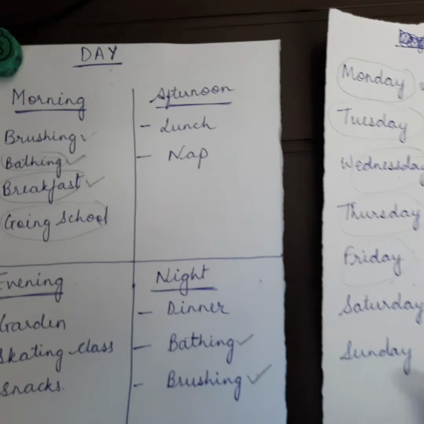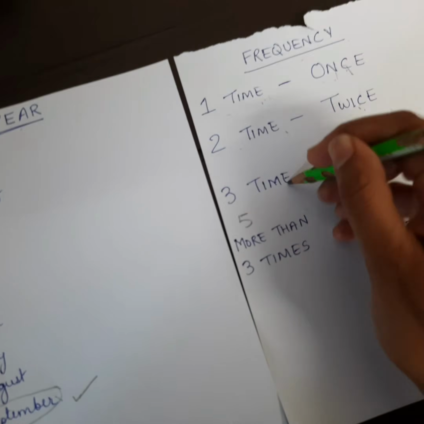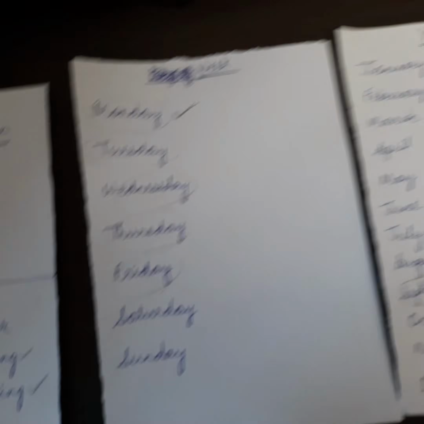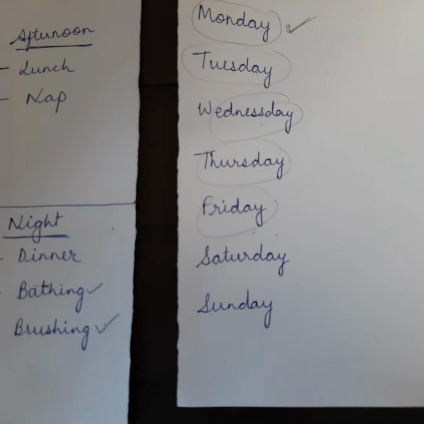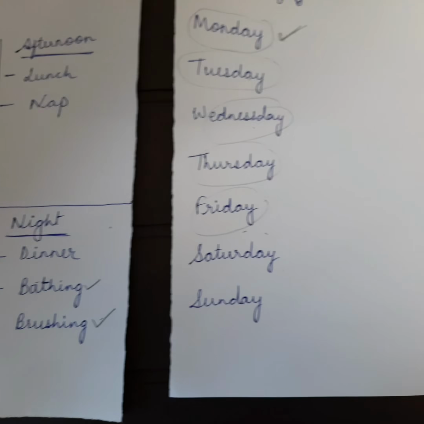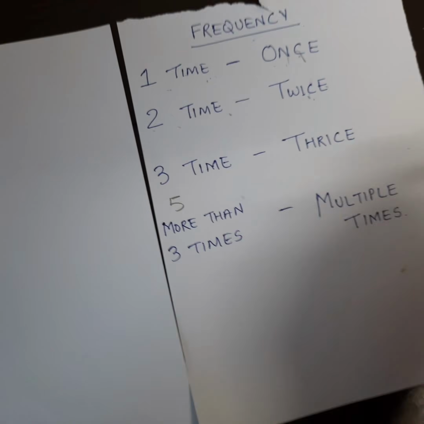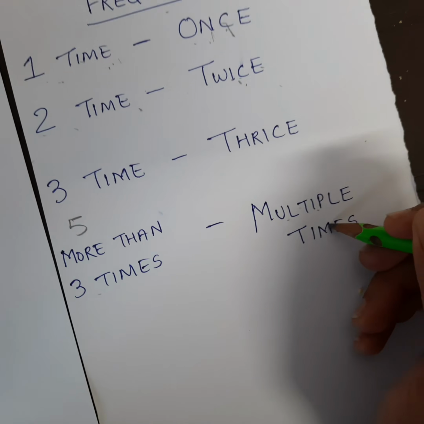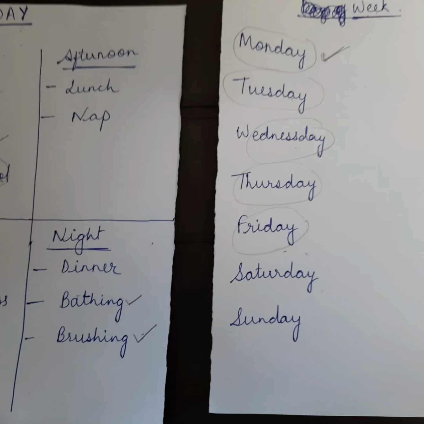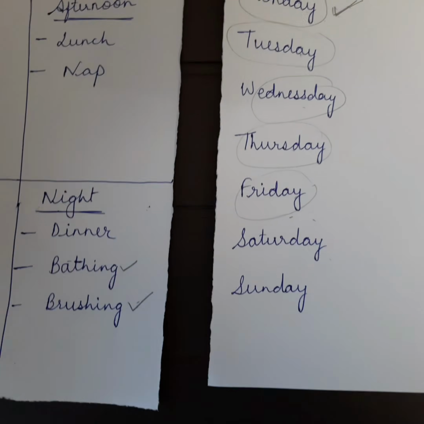Now if the child has mastered the simpler concepts like 1 time, 2 times, 3 times, like once, twice, thrice, and you want to ask some tricky questions, like how often do you drink water, I have taught him that if it is more than 3 times, you can say multiple times in a day. This is the way I have taught him, and he understood the concept really well.